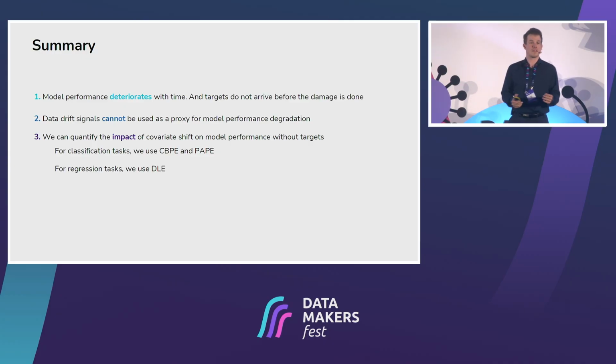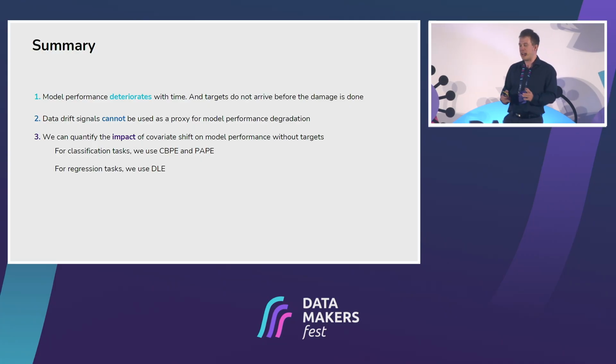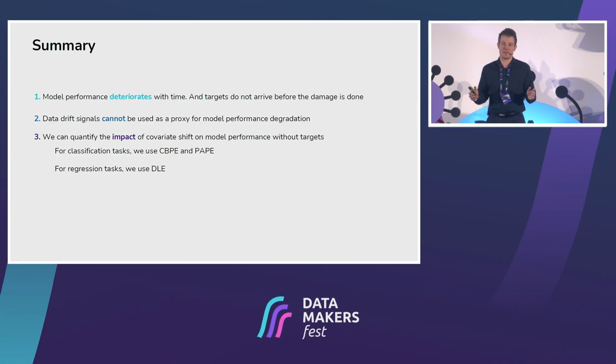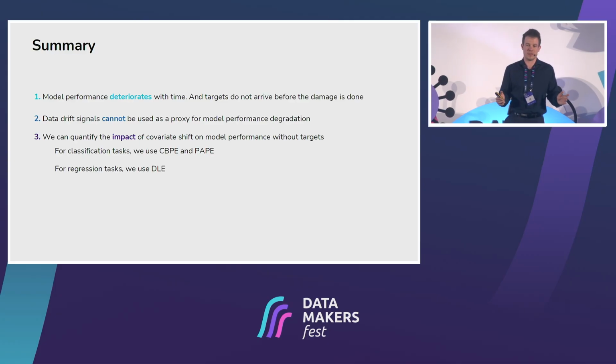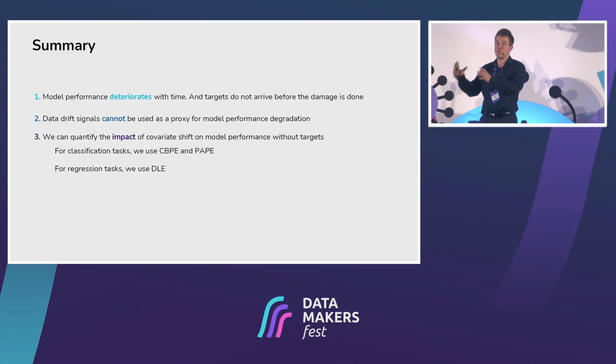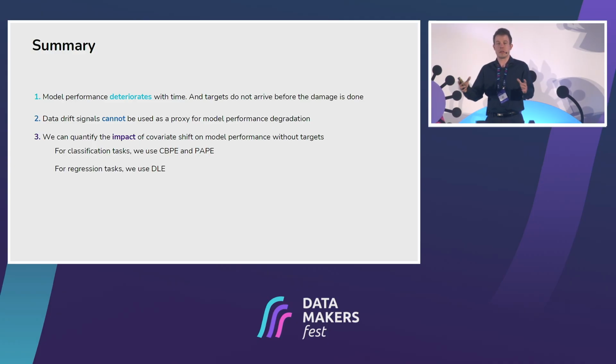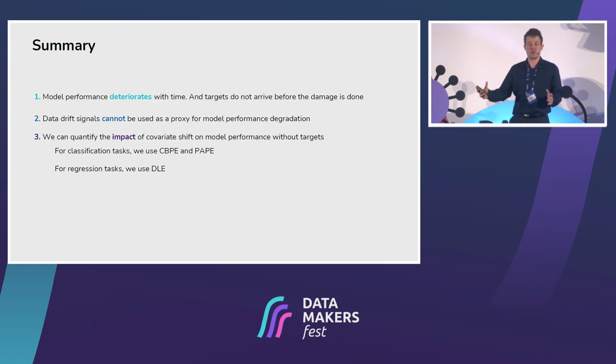But data drift signals, whether univariate or multivariate, cannot be used as a proxy for model performance degradation because they don't predict it. There are too many false positives. The data can move to a region that the model is as certain and as performant about, and even though you have drift, it's not going to impact model performance. Lastly, we can quantify the impact of that covariate shift on model performance without access to targets. For classification tasks, we use CBPE and PAPE, our new algorithm. And for regression tasks, we can use DLE.